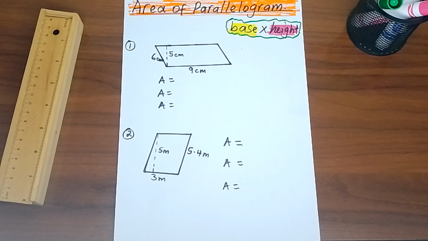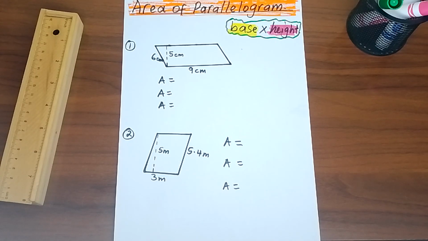This time we are looking at area of a parallelogram. Now for students to pass this, you always need to know the formula for finding the area of a parallelogram. It is just very simple. It is the base times the height.